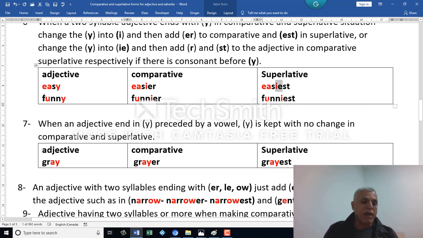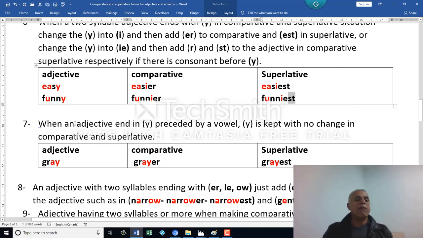We look here, we say funny. Same thing here. Before y, we have a consonant. Then we have to change this y to either ie or i. If we change it to i, then we add er to it in comparative, and here we add est to it in superlative. Or sometimes we say change y to ie, then here we add only r to it, and in superlative, we add only st to it.